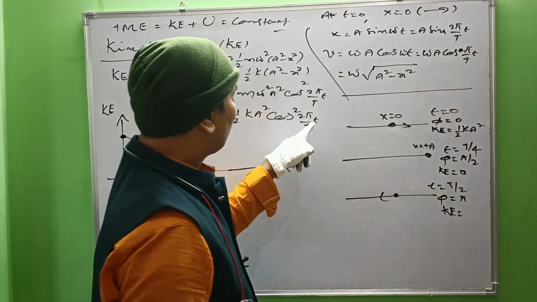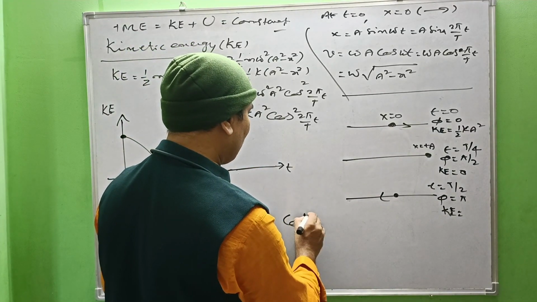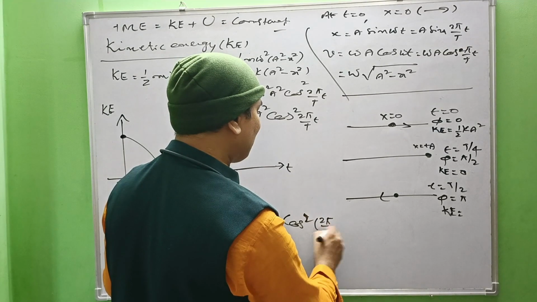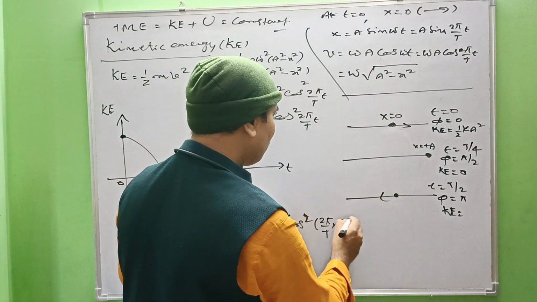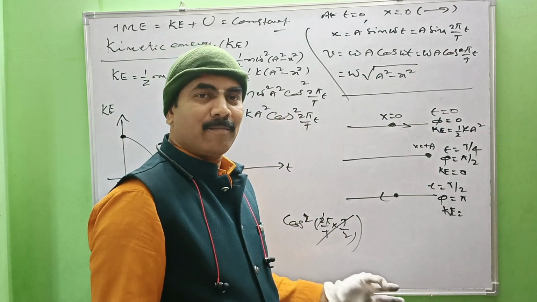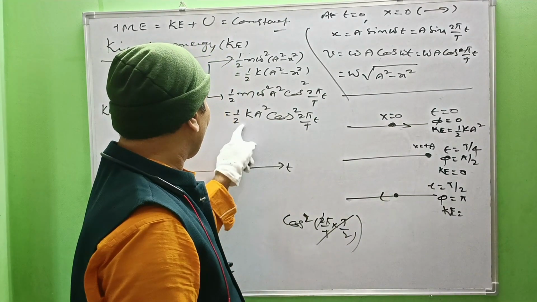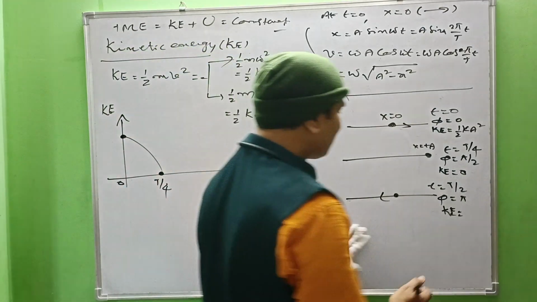Now kinetic energy once again. If I substitute T by 2 here, we get cos square of 2 pi by capital T into small t, that is T by 2. T cancels, 2 cancels, cos square pi. That is cos pi, minus 1, whole square. That is minus 1 whole square, which is 1. 1 into half k A square. Again kinetic energy is maximum.